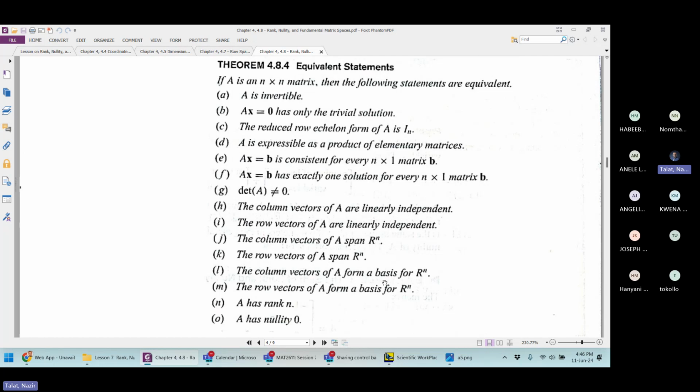A has rank n because all rows are non-zero. So rank n means all the rows are non-zero, so n rows are non-zero. And A has nullity 0. The dimension of the solution space of Ax equal to 0 is 0, because it has the zero vector only as the solution. So we know that the dimension of a zero space is 0, which means nullity is 0.